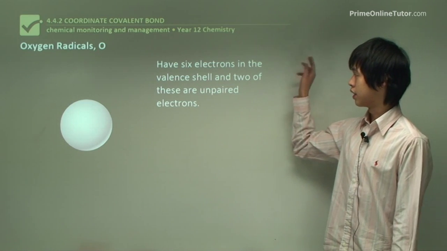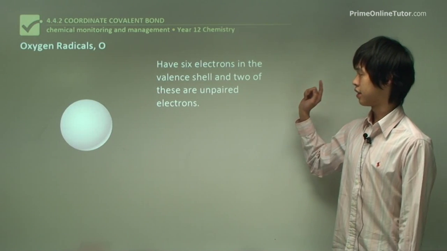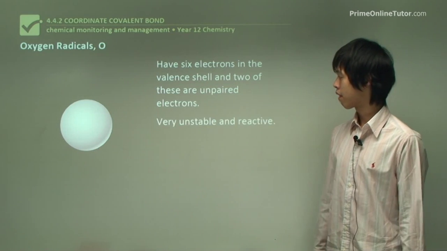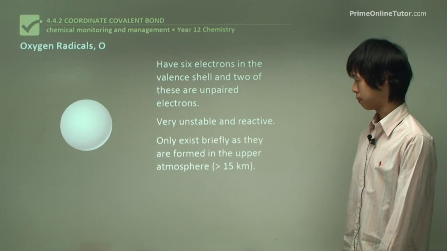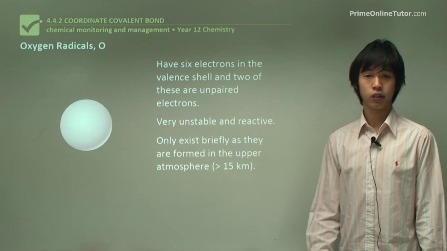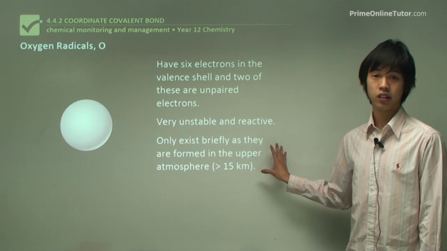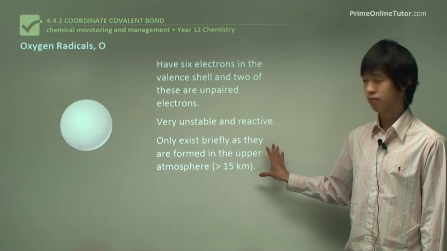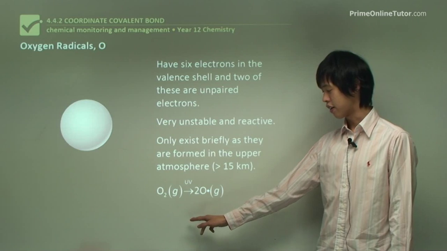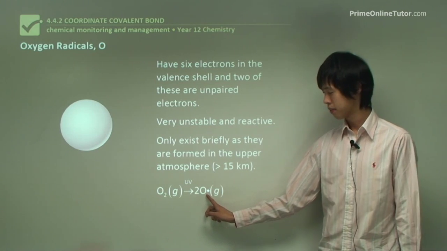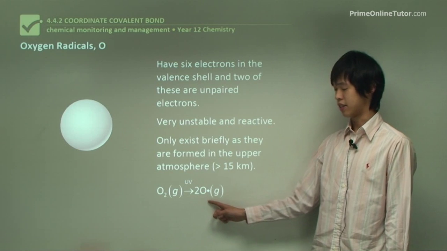The oxygen radical is a single oxygen atom, as demonstrated by this pink ball here. It has 6 electrons in its valence shell and 2 unpaired electrons. Because it's a single atom with unpaired electrons, it's very reactive and incredibly unstable. In our atmosphere, they only exist for a short time because of that instability and reactivity. Because of the high intensity radiation that strikes our atmosphere, they only exist in the highest areas, greater than 15 kilometers. A reaction that generates these oxygen radicals, with the dot representing the radical, is oxygen gas plus UV light from the sun, which converts the oxygen gas into 2 oxygen radicals.